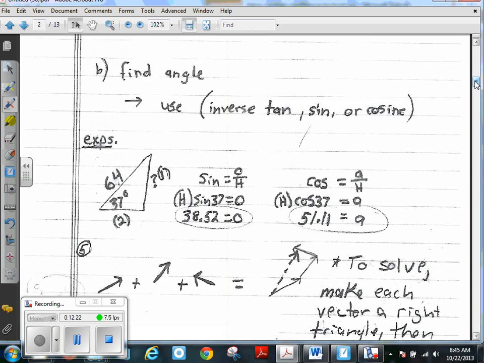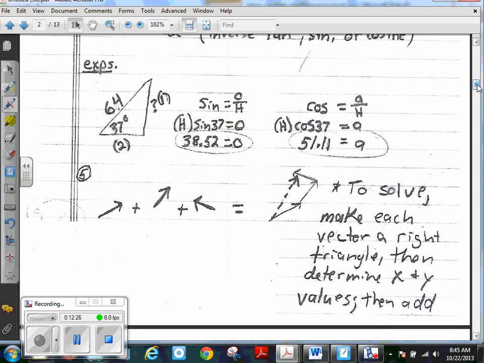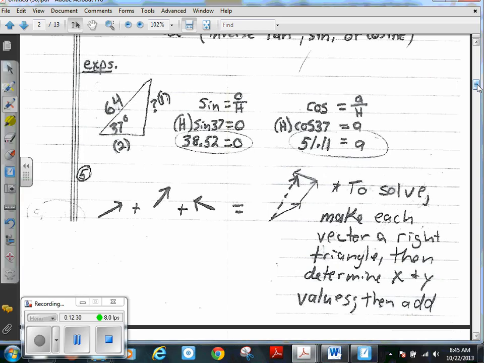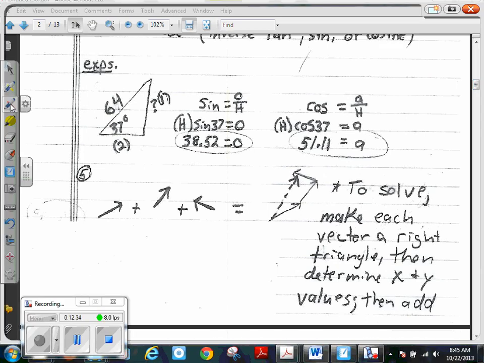So in this first example, and all these notes are online too, you can see that I have a hypotenuse of 64, and that's this piece right here, and I've got an angle of 37. I'm trying to figure out side 1 and side 2.